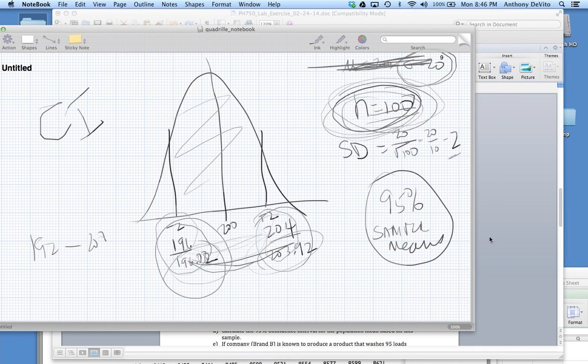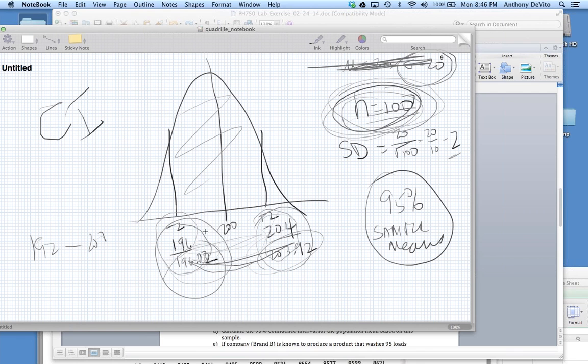Add or subtract 1.96. So instead of getting 196 to 204, in real life, because we'd be doing it more accurately with Excel or the Z table, you would get 196.0-something to 203.9-something. So 196.2 came from 200 minus 2 times 1.96, which is a little less than 4.